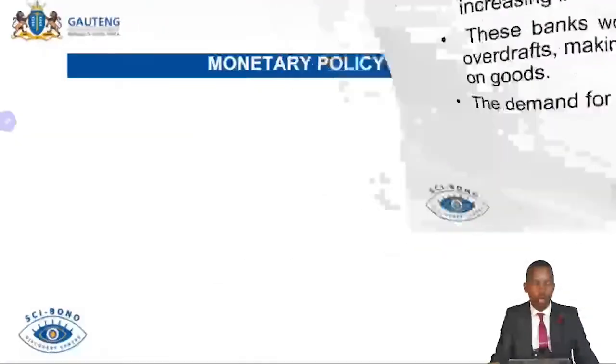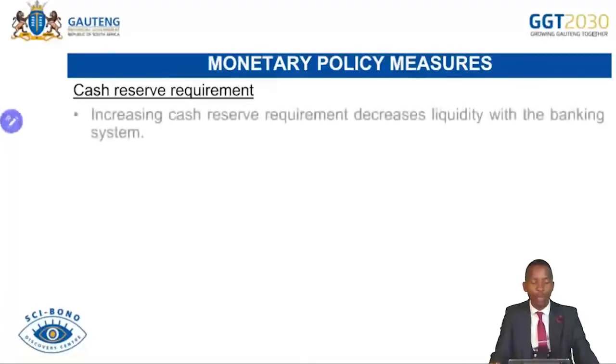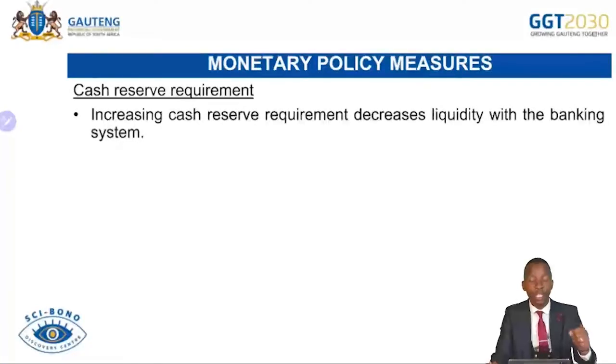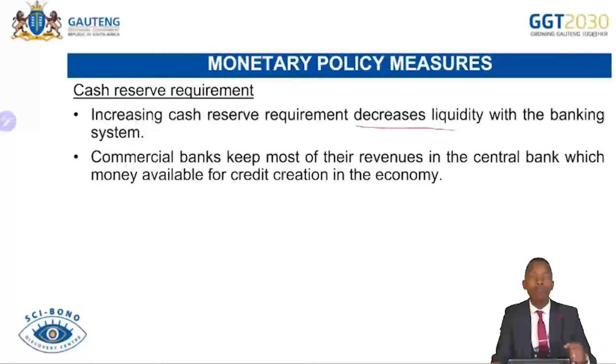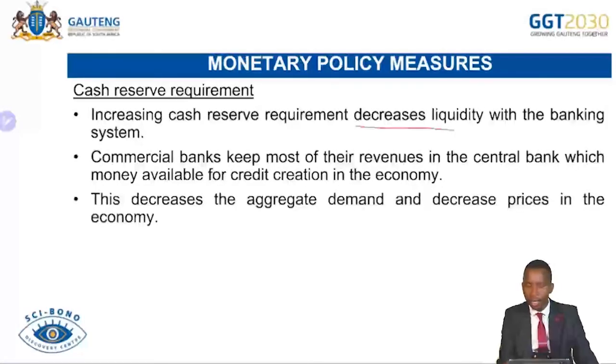And then the next one, we talk about the cash reserve requirement or reserve requirement ratio. It should be increased, because if the cash reserve is being increased by the Reserve Bank, that will lead to a decrease in liquidity or money being made available in the banking system. As a result, there will be fewer loans being created, because now banks will have less money to create more money. Commercial banks keep most of their revenues in the central bank, which reduces money available for credit creation in the economy. This decreases aggregate demand and decreases prices in the economy.